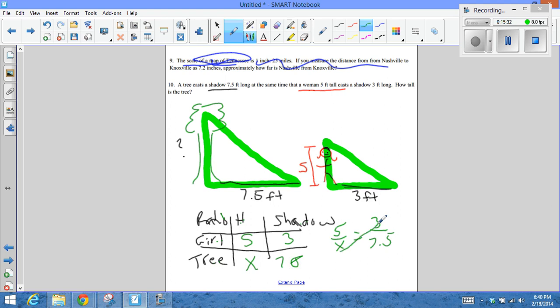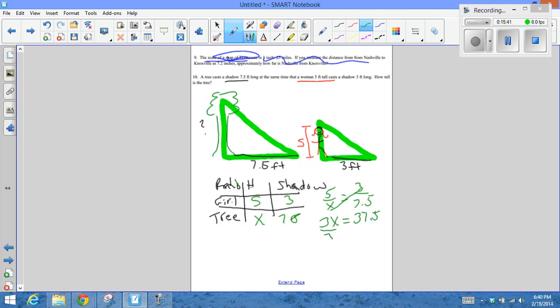Cross multiply. 3x is equal to 5 times 7.5, which is 37.5. Divide both sides by 3, and x is 12.5. So how tall is the tree? 12.5 feet. And that's it. That's how we can use our similar figures to help us find different missing measurements.